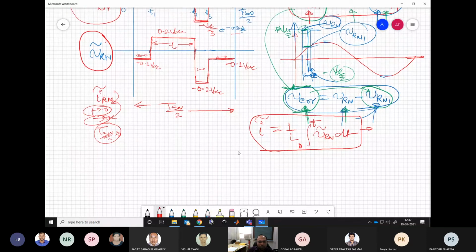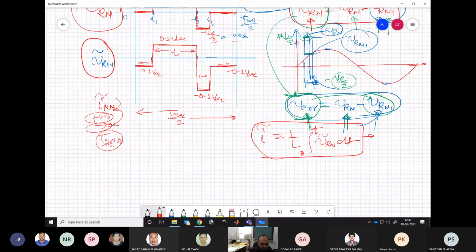So, let me draw this. Now, our current ripple will start from this point, correct? And this VRN error or VRN ripple for this interval, let's say 0 to T1, is actually minus 0.1 VDC. So what will be the final value? Let's say I1.